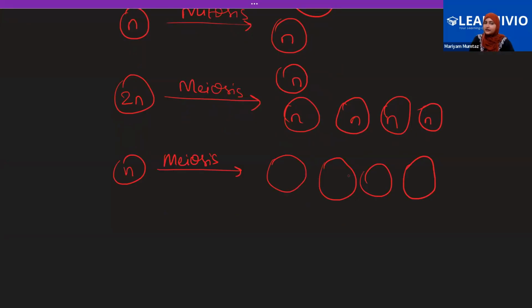No. Because after every meiosis, the chromosomal number reduces to half. So it will become n by 2, n by 2, like that. You can imagine it like 2n by 2, that is n. That is how we are getting n. So this would be n by 2.